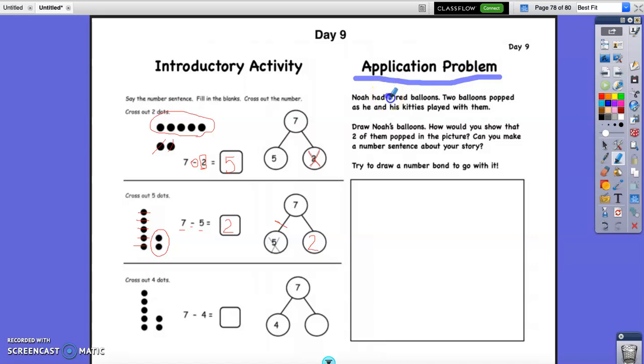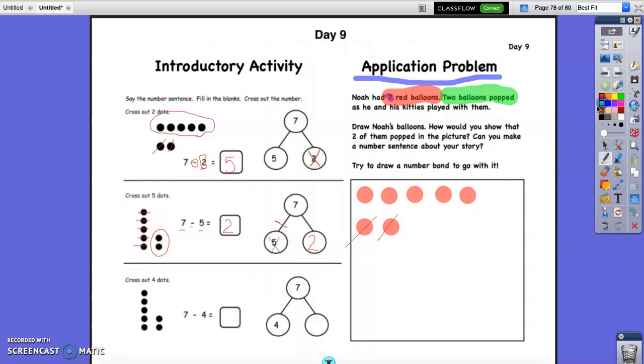Noah has 7 red balloons. I'm going to go ahead and put 7 balloons, 7 red dots, just because I'm going to do what it says. 1, 2, 3, 4, 5, 5 on a row, 6, 7. Noah had 7 red balloons. 2 balloons popped as he and his kitties played with them. How many balloons popped? 2 balloons popped. So I need to go ahead and mark out 2 balloons. 1, 2.